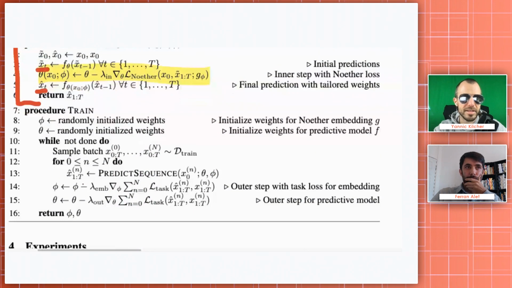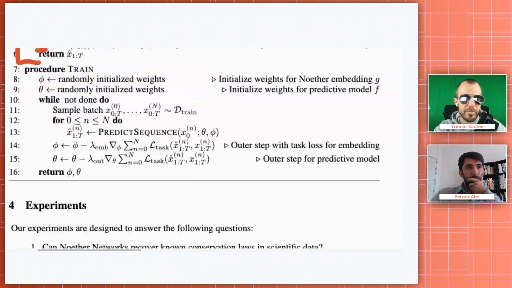And as you can see here, during the training, we always sample batches, we forward predict using this inner update, and then we take outer gradients. And the L task here, that would just be what you call the task loss. This would be the video prediction loss. Exactly. Or something like this.